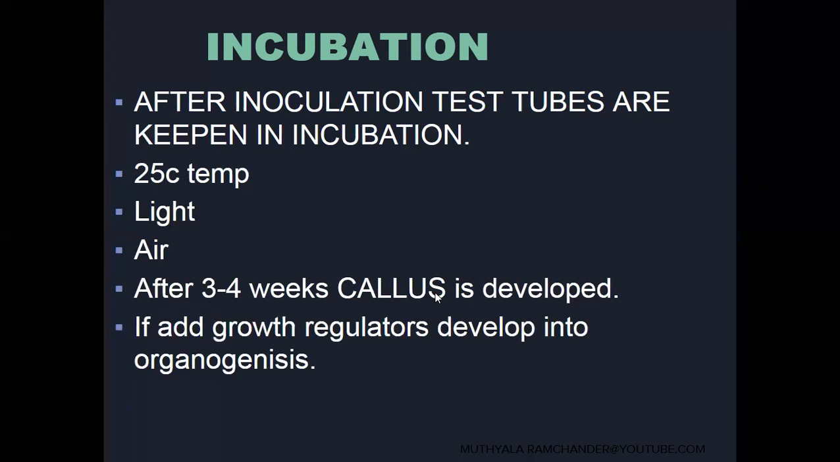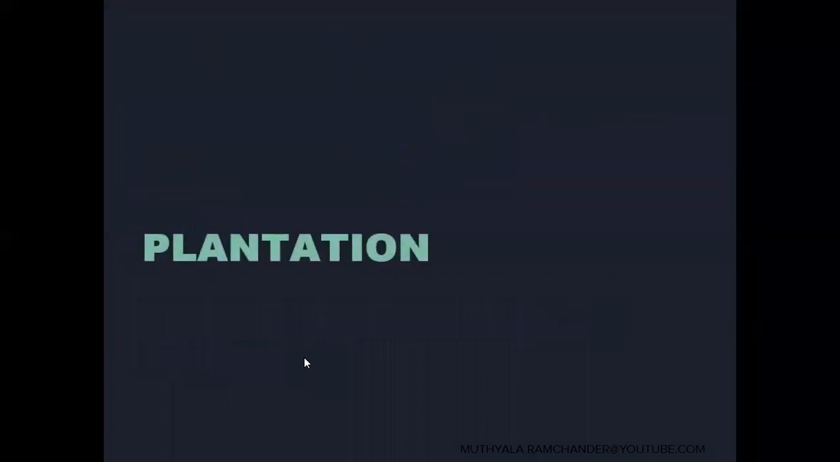Finally, we add growth hormones or growth regulators, auxins and cytokinins, to the callus. It develops into organogenesis. Organogenesis means it develops into a root and shoot system. After organogenesis, roots and shoots are developed, and these are called plantlets. The next and last step is plantation.